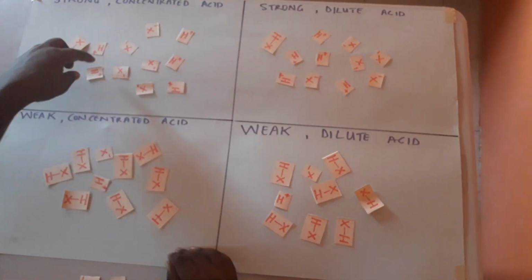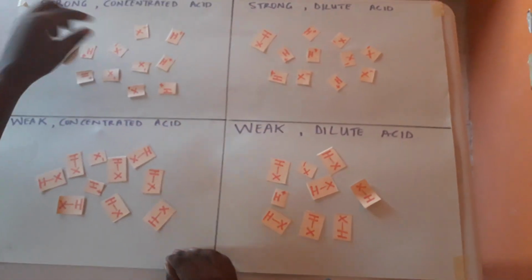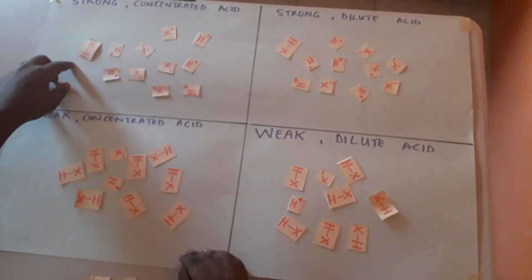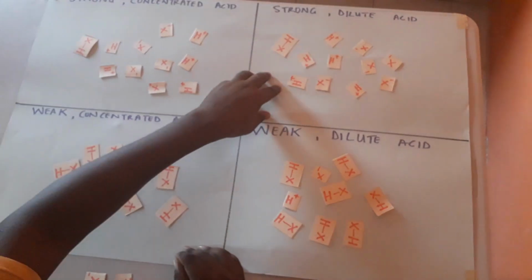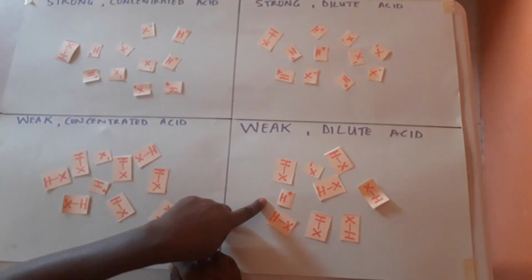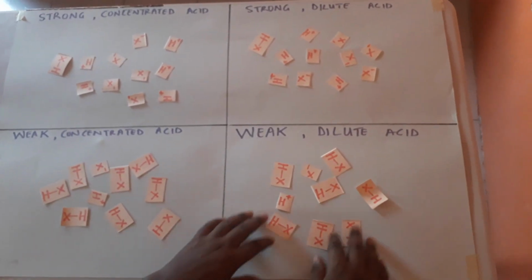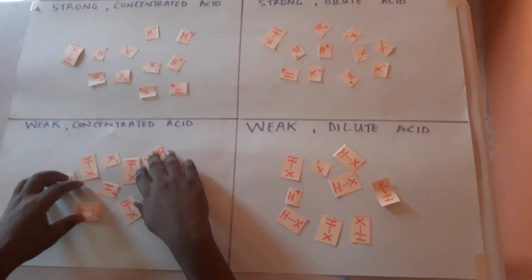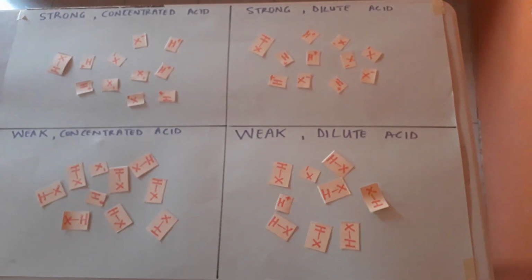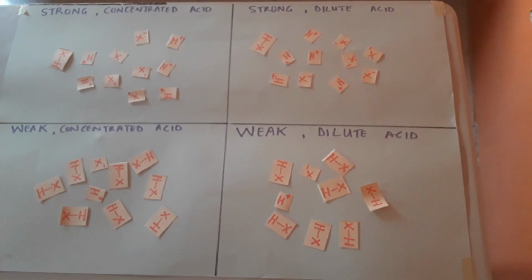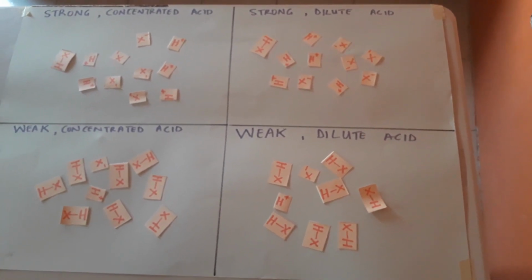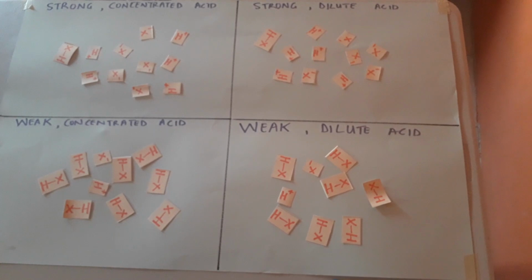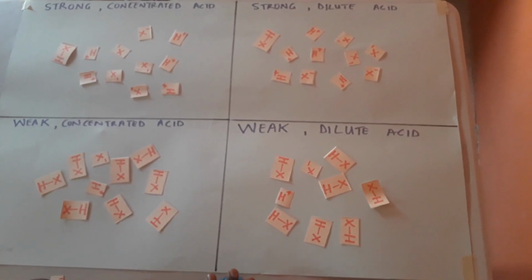Strong acids have lots of ions, very few, if any at all, molecules. Weak acids have lots of molecules, very few ions. Now, that's the strength sorted out. Let's sort out now the concentration.